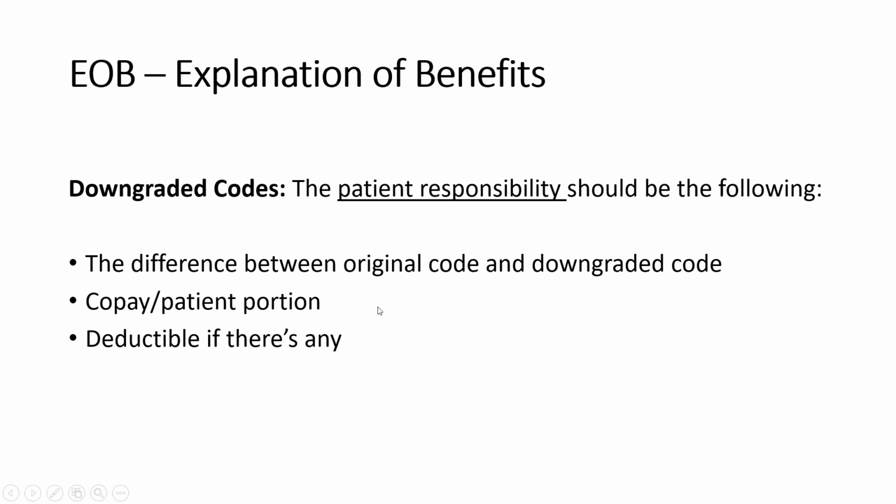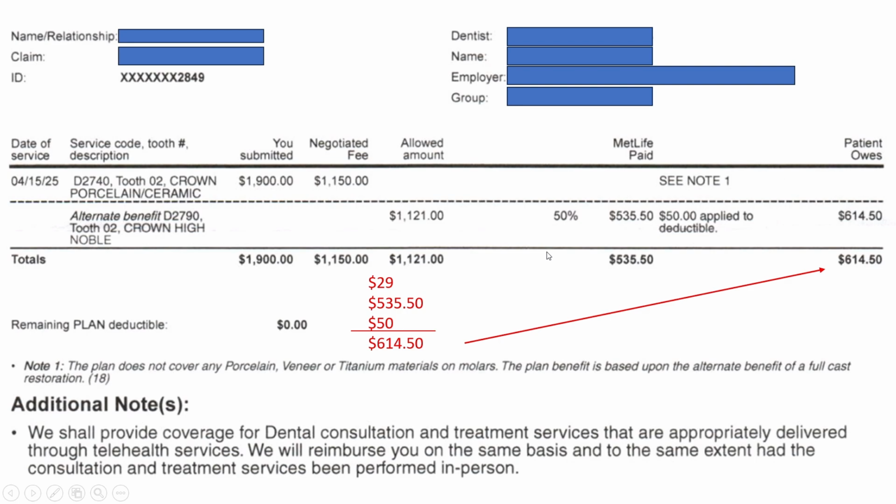So to summarize, for downgraded codes, the patient responsibility should be the following. First, the difference between the original code and the downgraded code. Second is the copay or the patient's portion. If it's 50%, the other 50% is the patient portion, and the deductible if there is any. But for this case, we can see the $50 deductible is applied to this code.